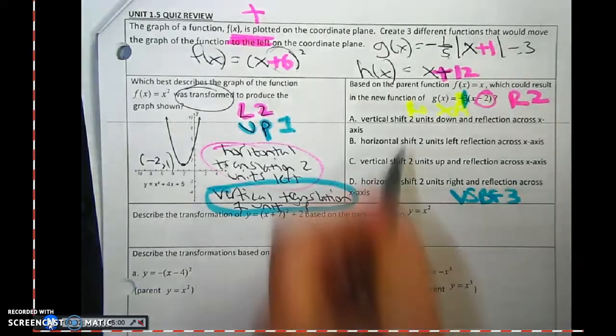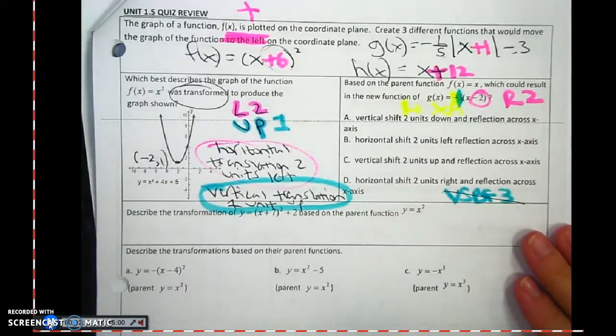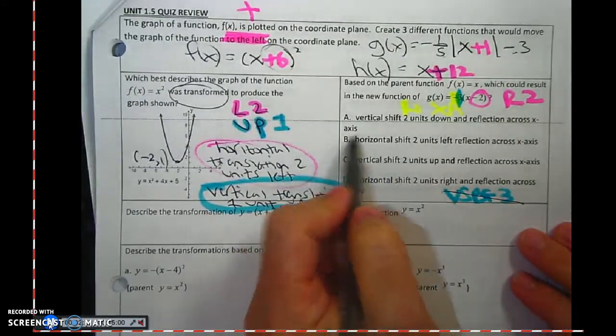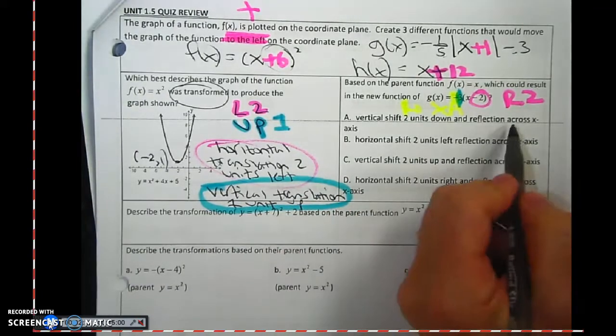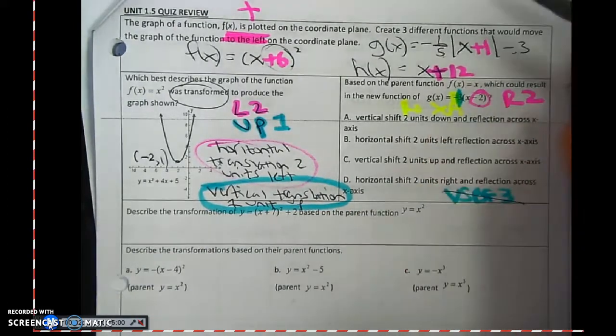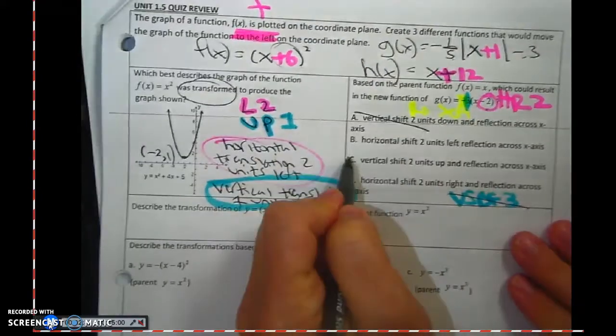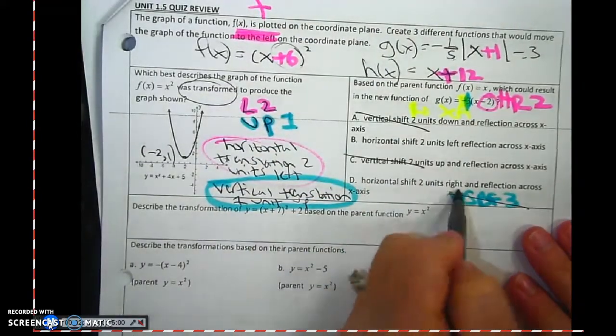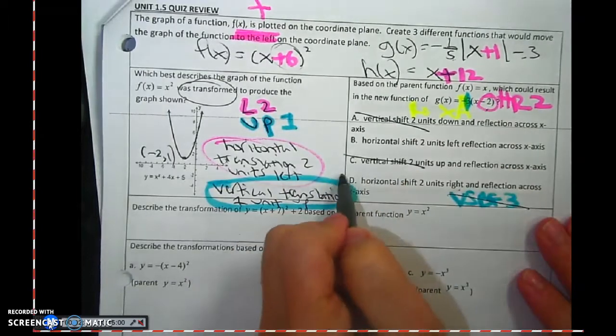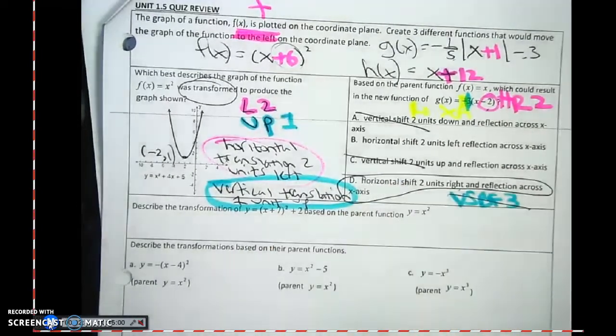Okay, so when I look at the choices, the vertical stretch has nothing to do with it. Across the x-axis, they all say that. But it's a horizontal, and I probably should have said that, horizontal translation. So that's out and that's out. And this says right, I'm sorry, to the right is what I meant. So the answer is D.